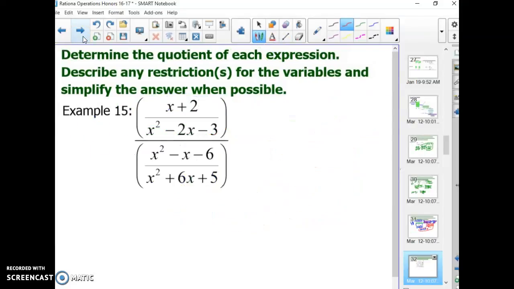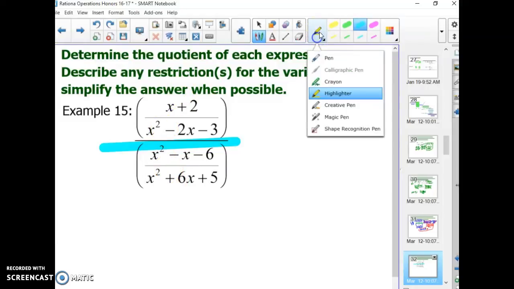Okay, next thing, same situation. I have a fraction on top, I have a fraction on bottom. So I'm keeping my top fraction, I dot, I flip my bottom fraction. Keep, dot, flip. Doesn't matter how you see it.